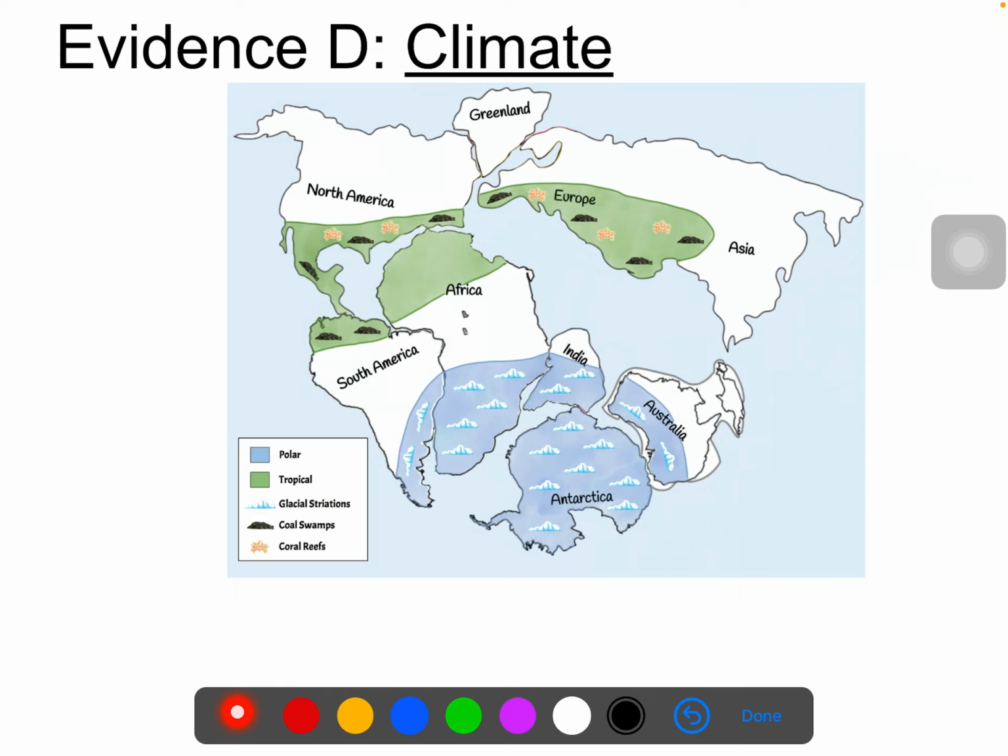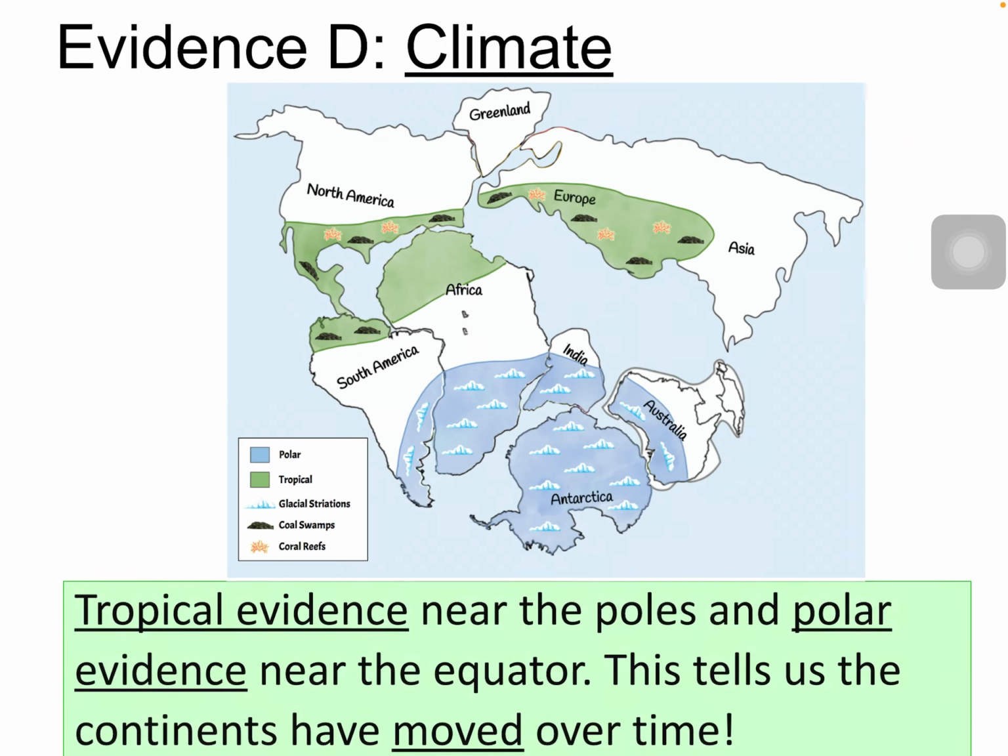So as we think about what that means for Africa, let's just get our details in here about climate. Like we said, tropical evidence is now recorded in places that are near the poles, and polar evidence is recorded in places that are now near the equator, like Africa, right? Being close to the equator, Africa doesn't have possibility of polar climate today.